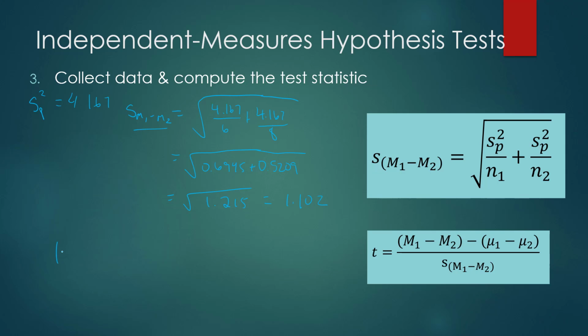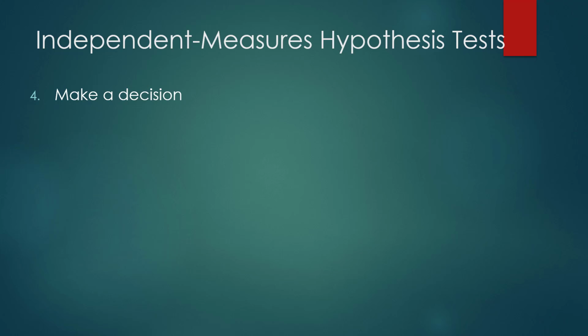I put that into my t-statistic, and if you go back and look at the previous examples, we know that the mean of sample 1 is 6, the mean of sample 2 is 3. That's our sample means, right? M1 minus M2. We know that our expected difference between population mean 1 and mean 2 would be 0, over 1.102. Ultimately that gives us 3 over 1.102, or 2.722.